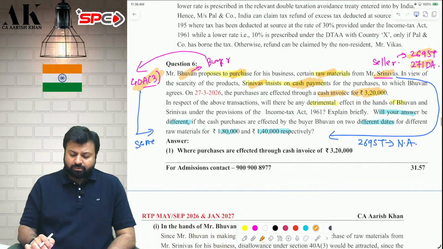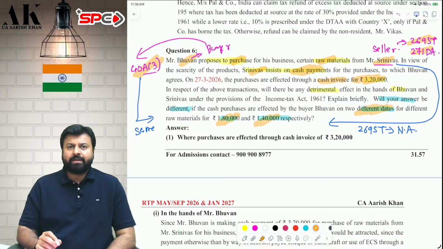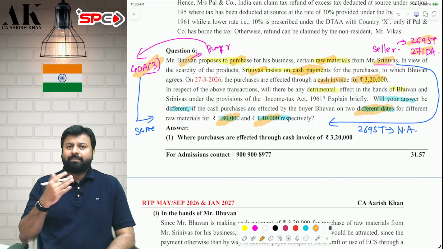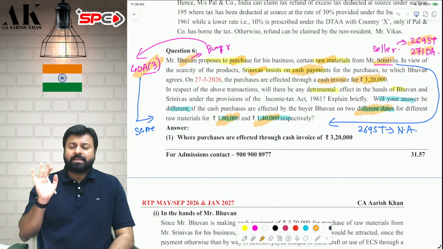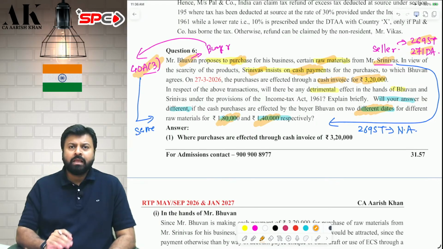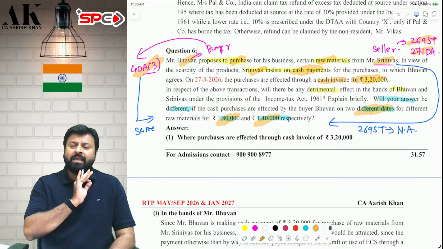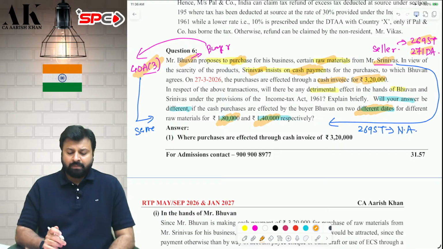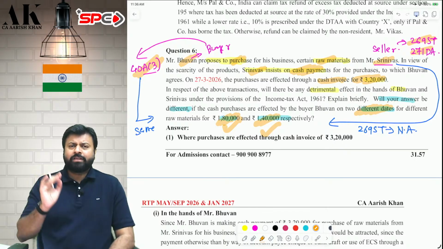Now, second part of this question. Will your answer change if purchases are done on two different dates, 1,80,000 on a separate invoice and 1,40,000 on a separate invoice? In the hands of buyer, nothing will change. The buyer will be subject to disallowance of the entire amount, because for buyer, more than 10,000 rupees in a day should not be paid other than by the 4 modes. So for buyer, 1,80,000 is more than 10,000 and 1,40,000 is also more than 10,000. So for buyer, both expenditures will be disallowed.